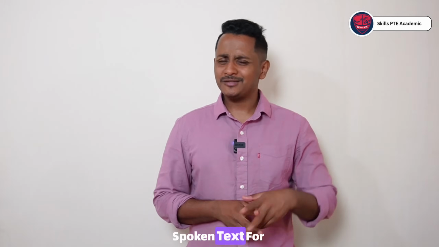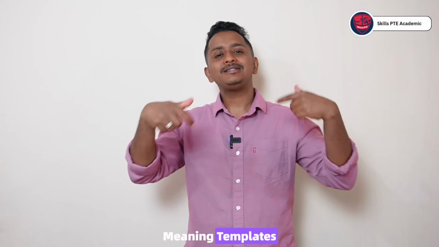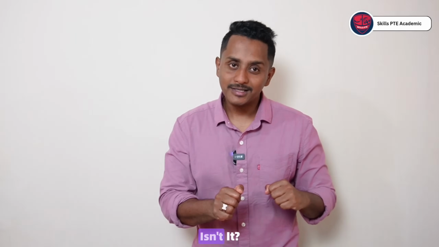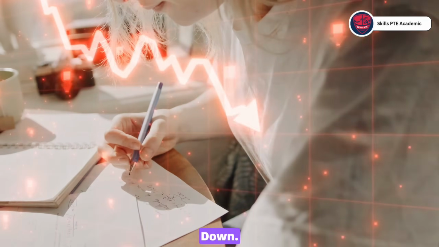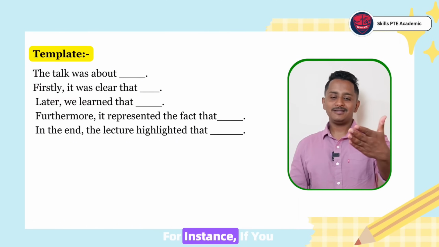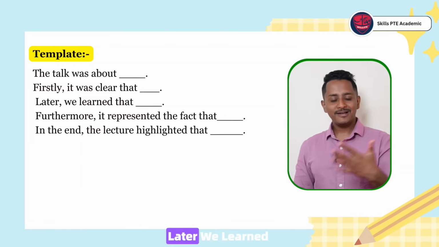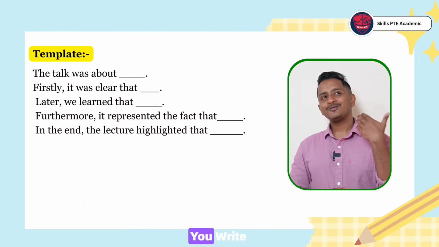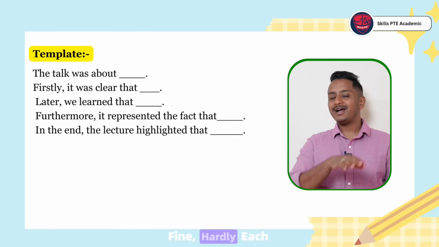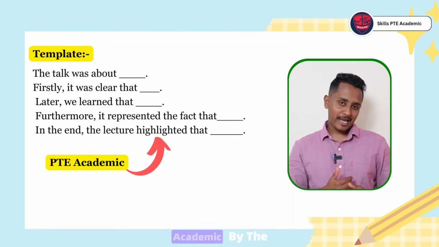The 11th strict rule is again with respect to summarize spoken text. For both PTE Academic or Core, it's the same. Use very lengthy templates, meaning templates are the words that are not in the audio, isn't it? Meaning if you try to write something very lengthy which is not there in the audio, marks will go down for both writing and listening. Remember this. For instance, if you use something like this, the talk was about, firstly it was clear that, later we learned that, furthermore it represented the fact that, in the end the lecture highlighted that. You write something like this, it's absolutely fine. Hardly each line 2 to 3 words, so 3-4 words, you're making use of a template. This is for PTE Academic, by the way.